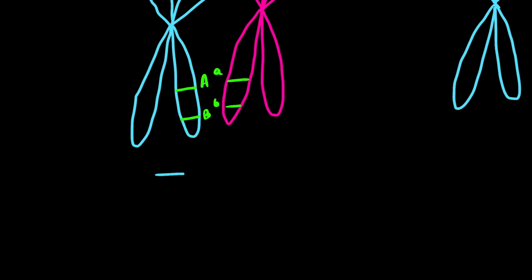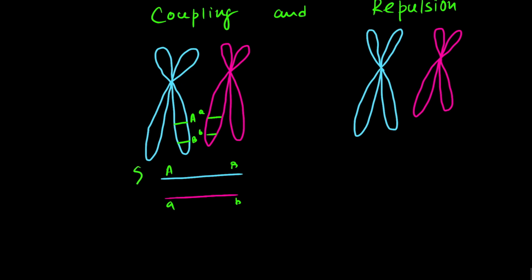So if I write it like this, A, then B. This arrangement is known as coupling. And in case of repulsion, a single dominant gene is present on one chromosome, and the other dominant gene remains on the other chromosome of the homologous pair, and the rest is just the opposite: small b here, and capital B here.